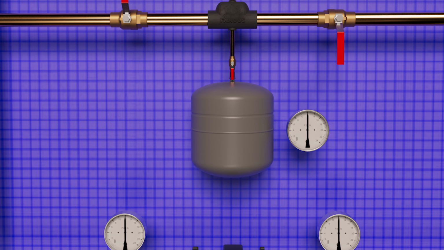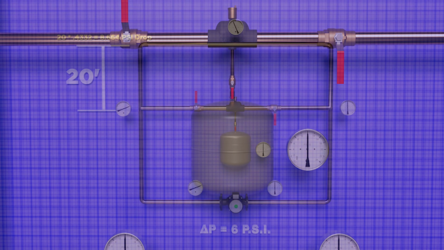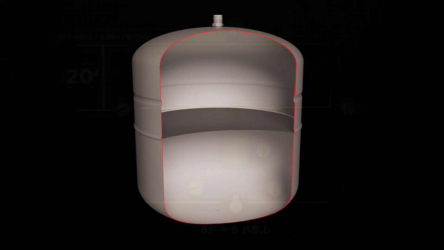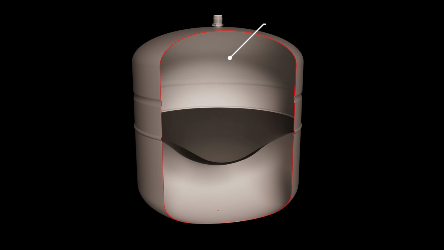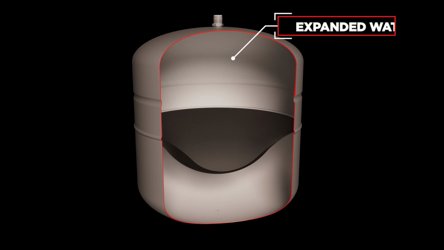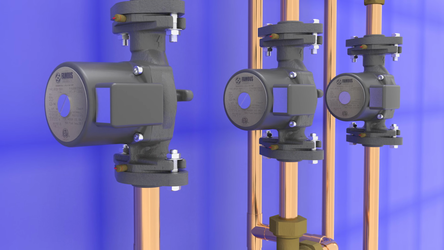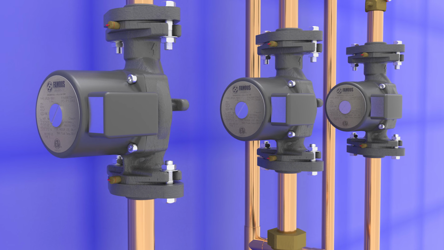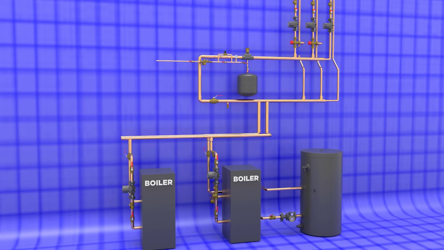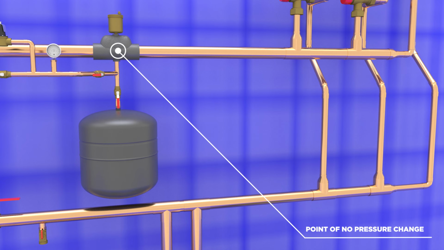But how does the circulator work if the expansion tank is isolated? The answer is very simple. The circulator has no effect on how the expansion tank functions. We use an expansion tank because fluid expands as it is heated. The expansion tank allows a place for this expanded water to go. But since the circulator cannot increase or decrease water volume, it cannot affect the pressure at the expansion tank. This is why where we connect the expansion tank to the system is referred to as the point of no pressure change.